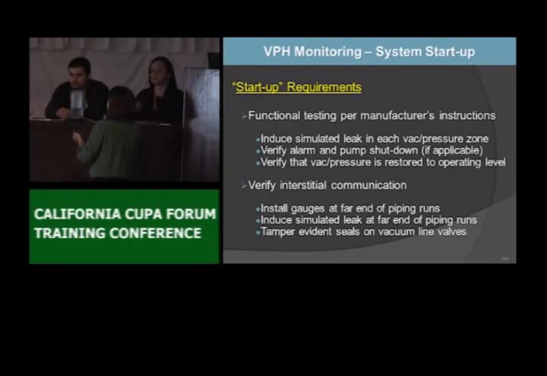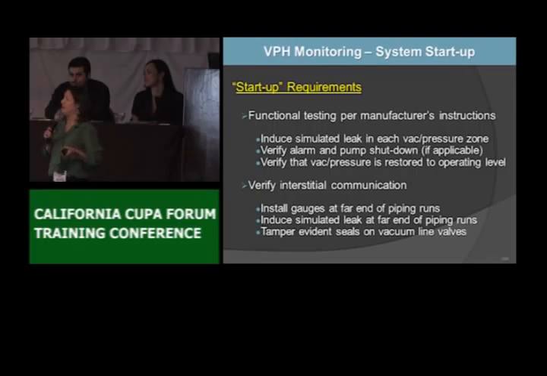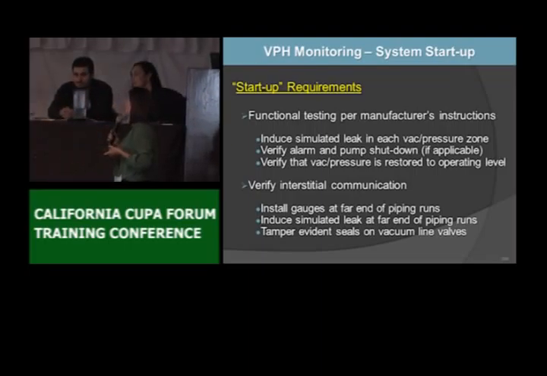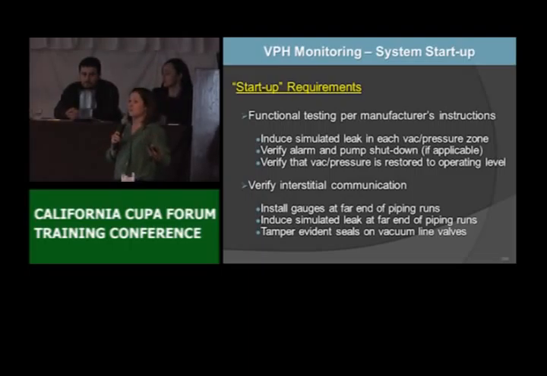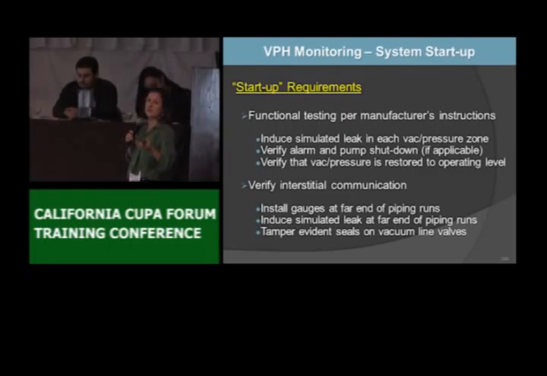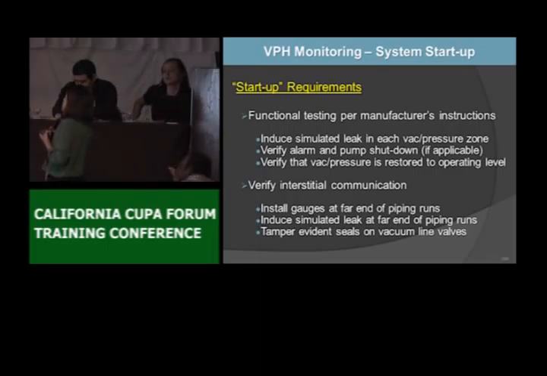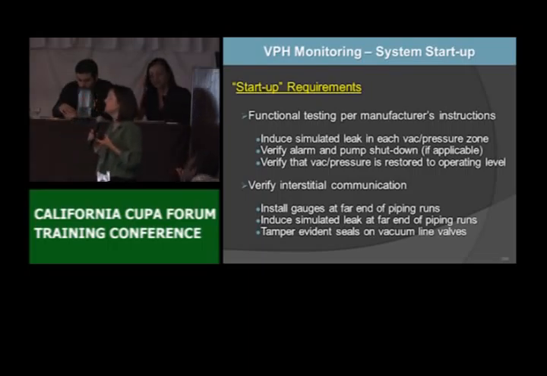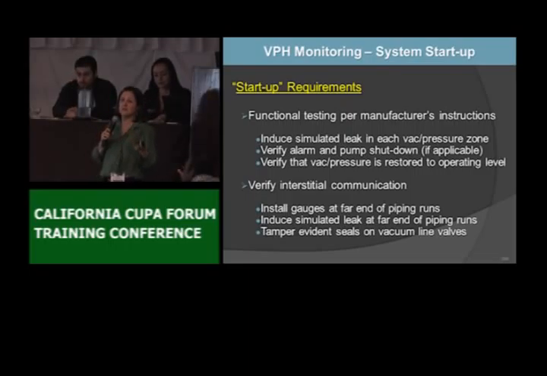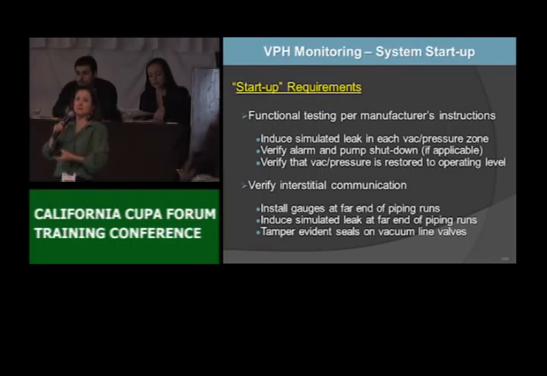For vacuum pressure, you're going to induce a simulated leak in each zone. You're going to verify alarm and pump shutdown, if applicable. Going back to one of the first slides, we talked about the stringency of state law versus federal versus county. It's not required to have pump shutdown, if you remember that, but we do require at a local level that any zone associated with product piping does have shutdown. So that's an example of being more stringent than the state.